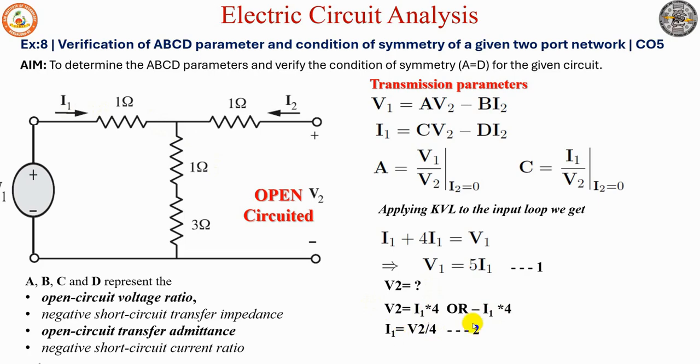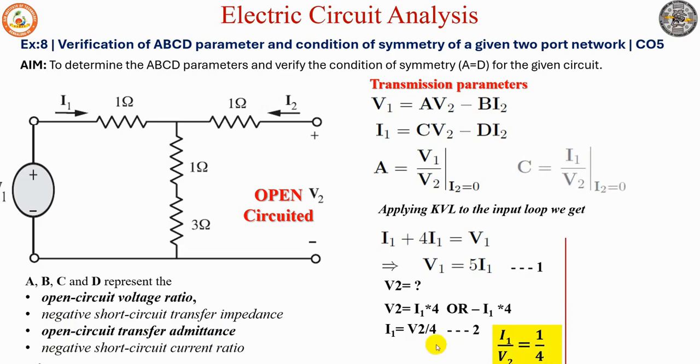Thus we can rewrite the above equation as I1 is equal to V2 by 4, and I'm calling that equation 2. Now I'm just rearranging equation 2, shifting this V2 towards the denominator. It represents I2 by V1, which is called short circuit. You can see here it is negative C, right? It is, sorry, open circuit transfer admittance. It is 1 by 4, right? And it is admittance, so the unit is mho.